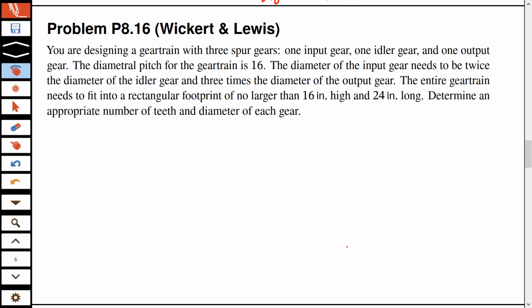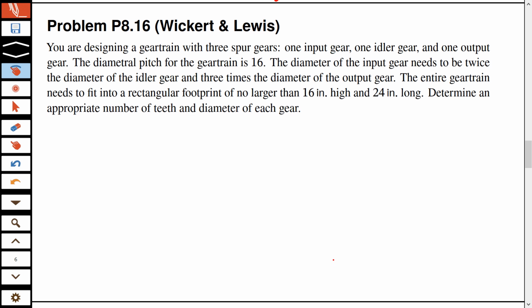Now the next problem is 8.16. So this also looks scary because it's a long statement, but if you break it down into smaller parts, things should be manageable. So now you are designing, so we have to translate this long list of requirements into equations or inequalities or conditions. So you are designing a gear train with 3 spur gears. So one thing is clear, that you have 3 spur gears, okay?